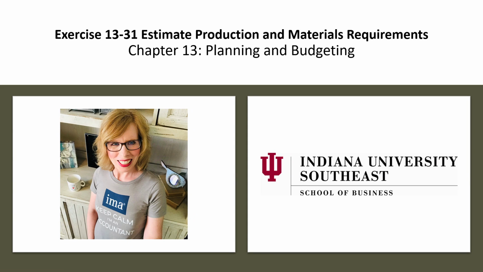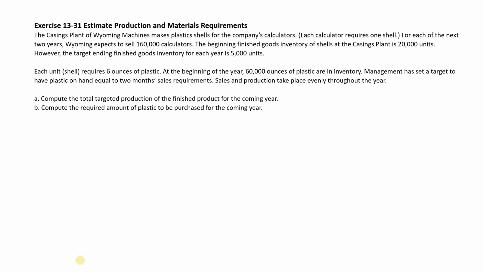In this video, I'm going to demonstrate estimating production material requirements and use exercise 1331 as an example. So we start out here and it tells us this particular plant makes plastic shells for the company's calculators, and each calculator requires one shell. For the next 2 years, we're expecting to sell 160,000 calculators.